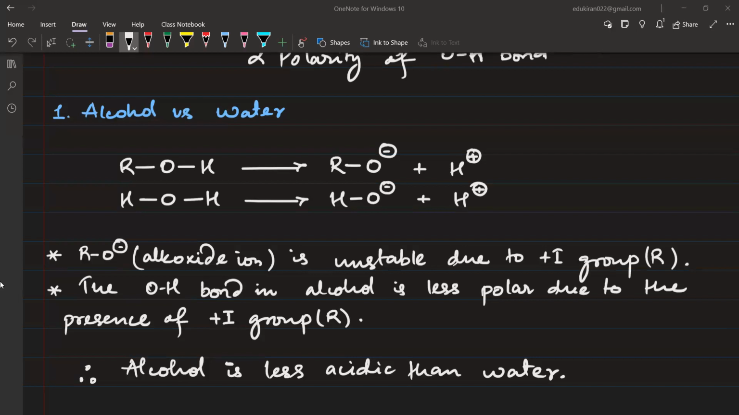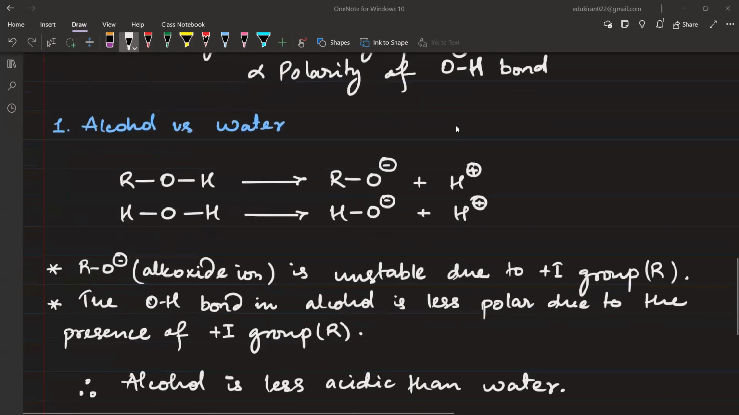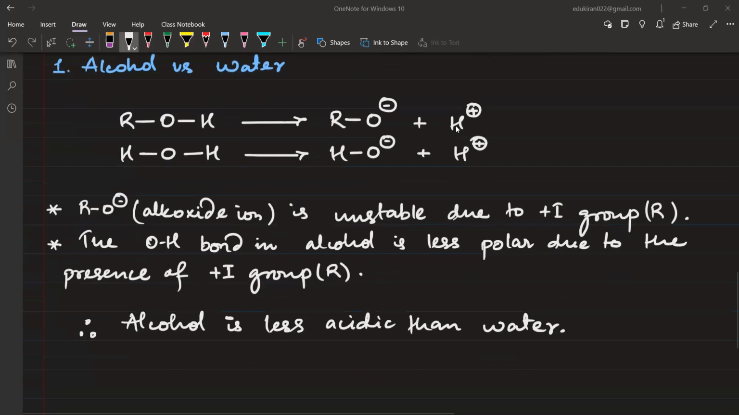So remember these 2 points. The stability of the conjugate base should be high, and the polarity of OH should also be high.